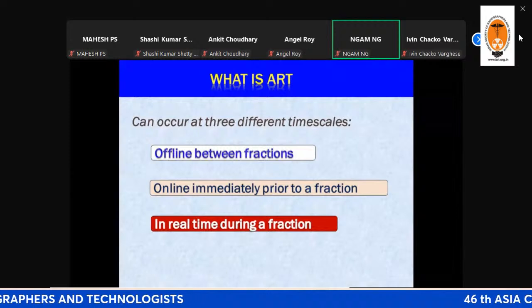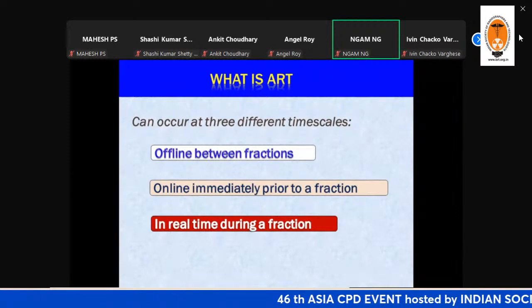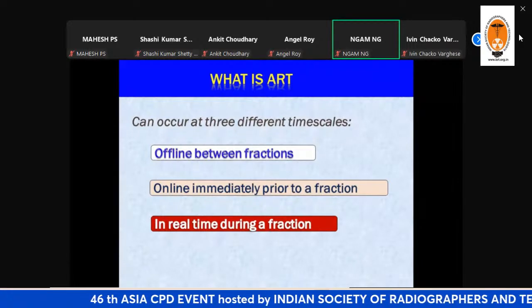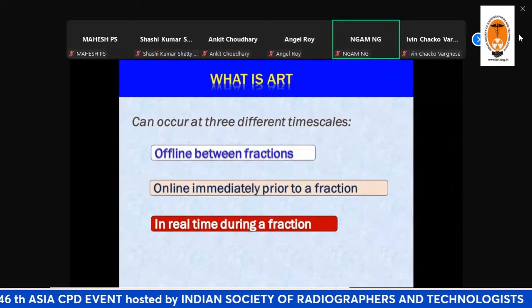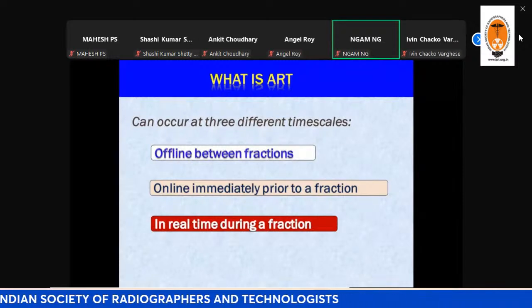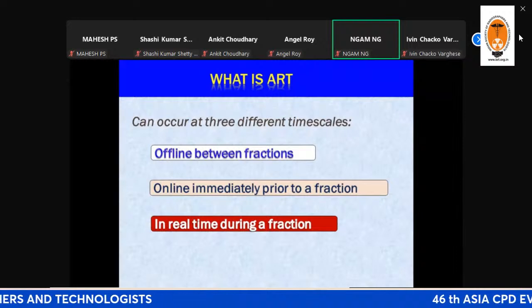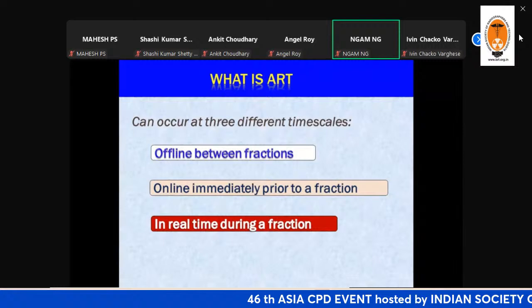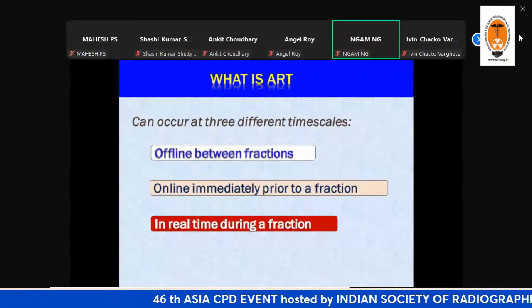Then online, as with the MRI Linac, where the plan can be modified, particularly in the prostate case, where there is a lot of change during treatment. So the plan is evaluated at the same time, and a new plan is made, and replanning is done at the same time before treatment delivery.